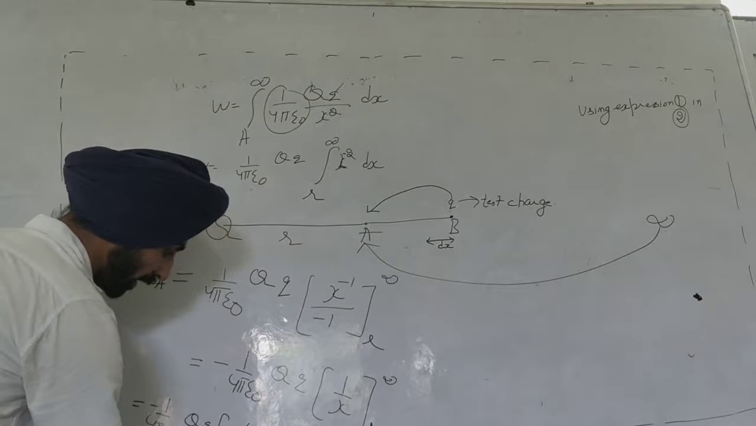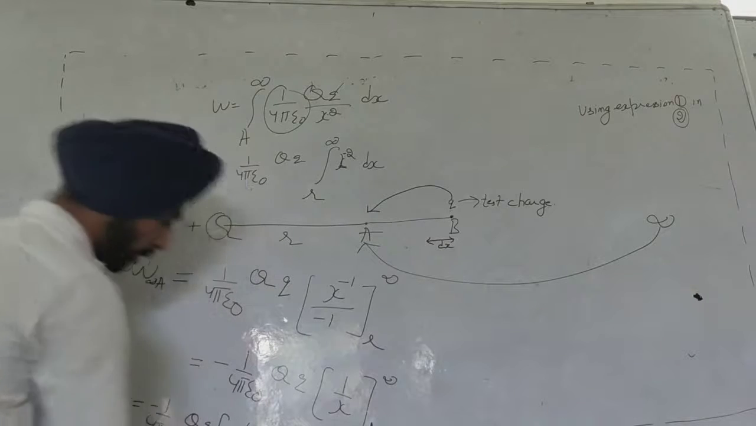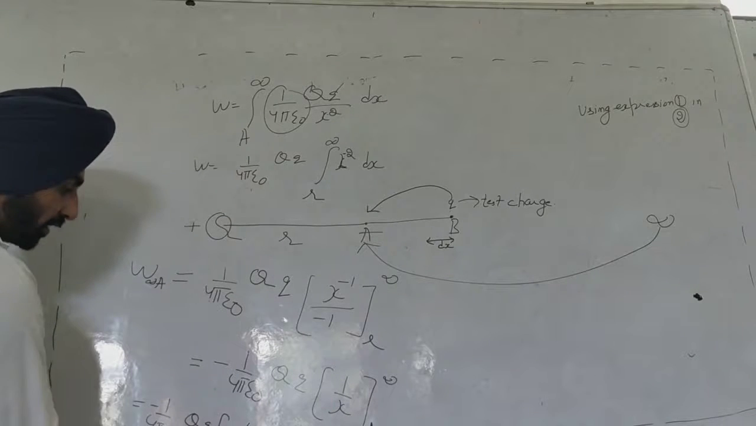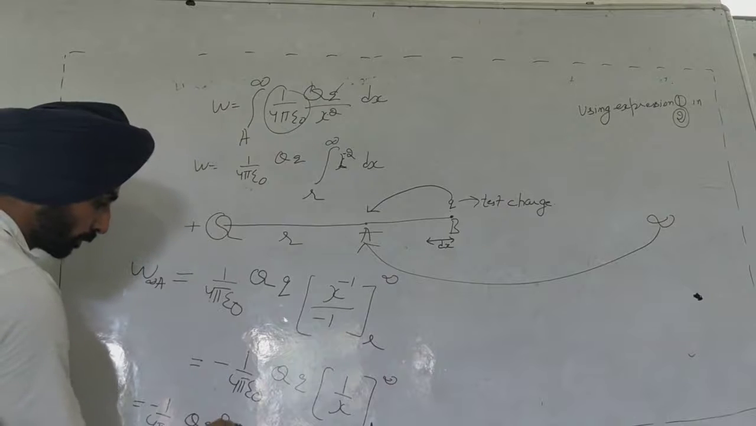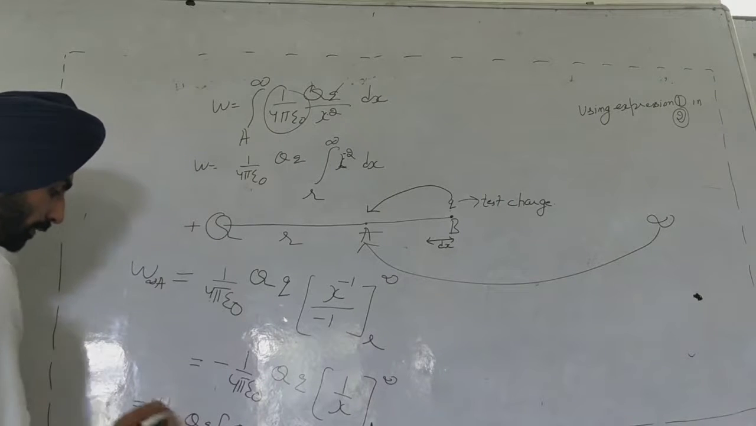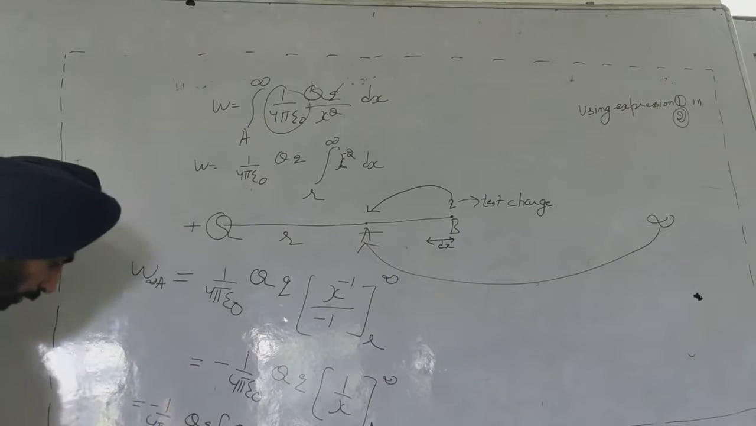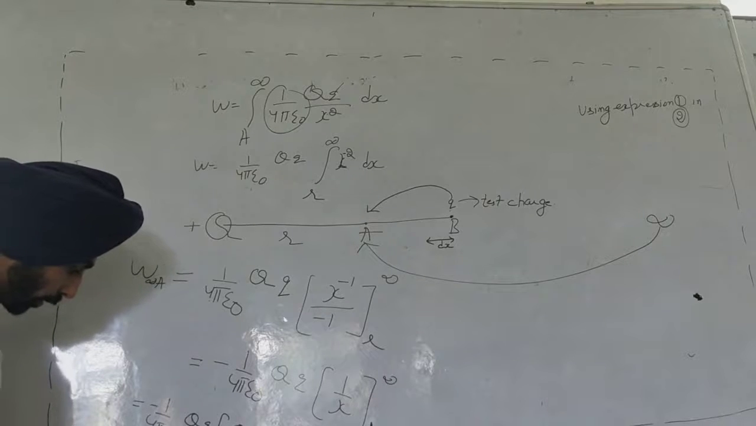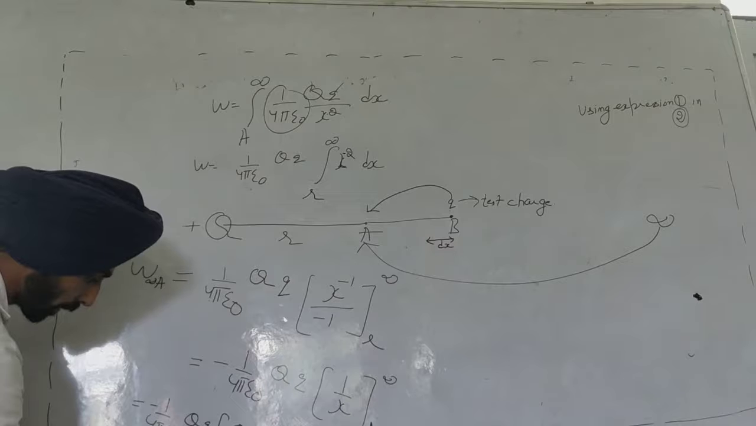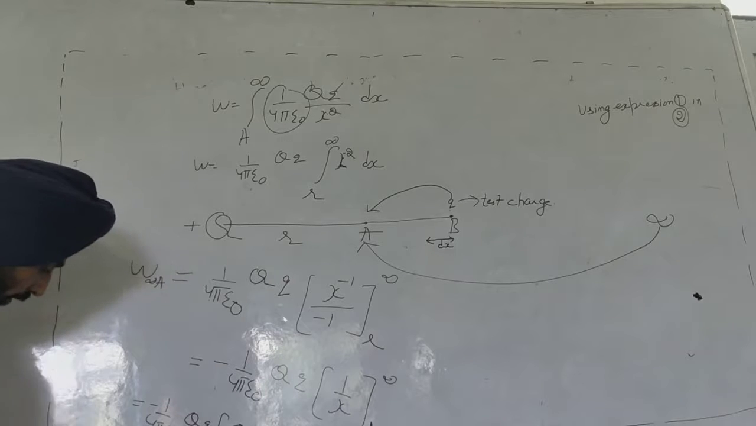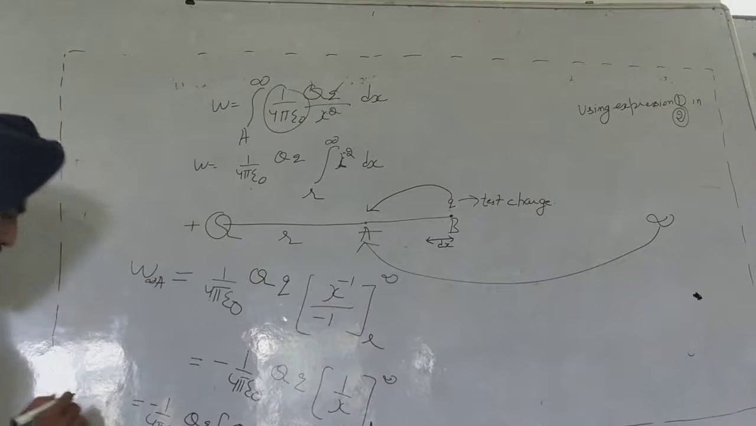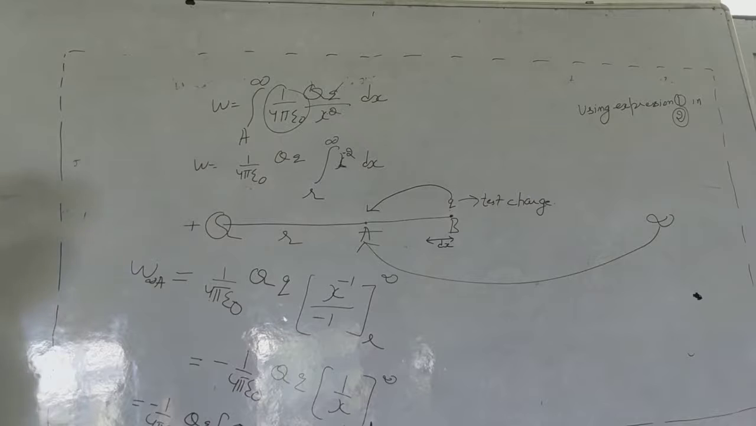So put here infinity: 1 upon infinity minus 1 upon r. So 1 upon infinity is 0. Minus 1 upon r, minus minus will become positive: 1 upon 4 pi epsilon naught q upon r, that is the work done from infinity to a. So bring the test charge below this work done, and you are going to get the expression.